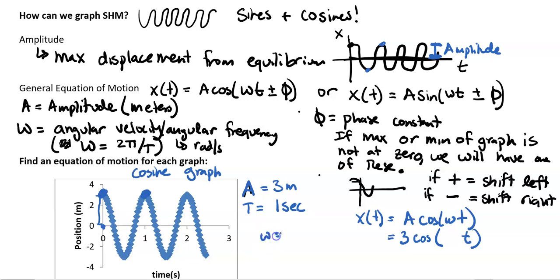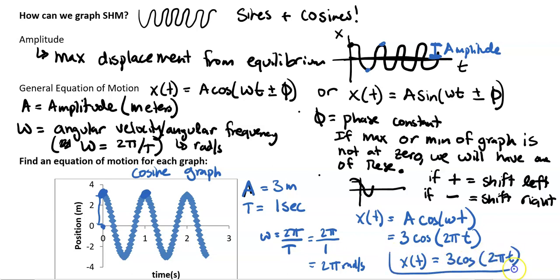So omega, again, is 2 pi over T. The period in this case is just 1, so that's just going to be 2 pi. I should include my units. That's radians per second. So 2 pi in there. Cool. And so that is just our equation of motion: x of t equals 3 cosine of 2 pi t.